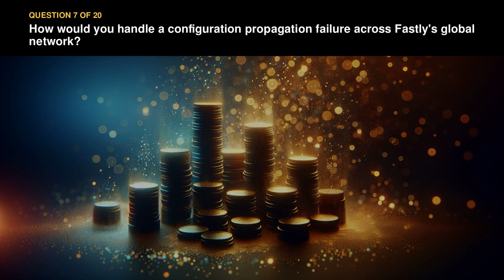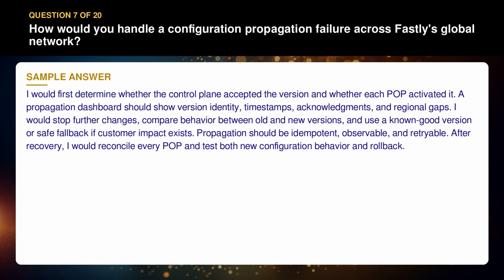Question 7. How would you handle a configuration propagation failure across Fastly's global network? I would first determine whether the control plane accepted the version and whether each POP activated it. A propagation dashboard should show version identity, timestamps, acknowledgements, and regional gaps.